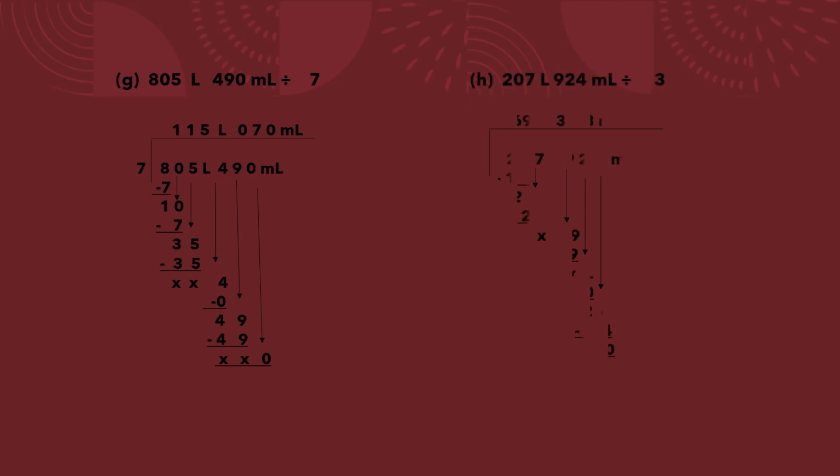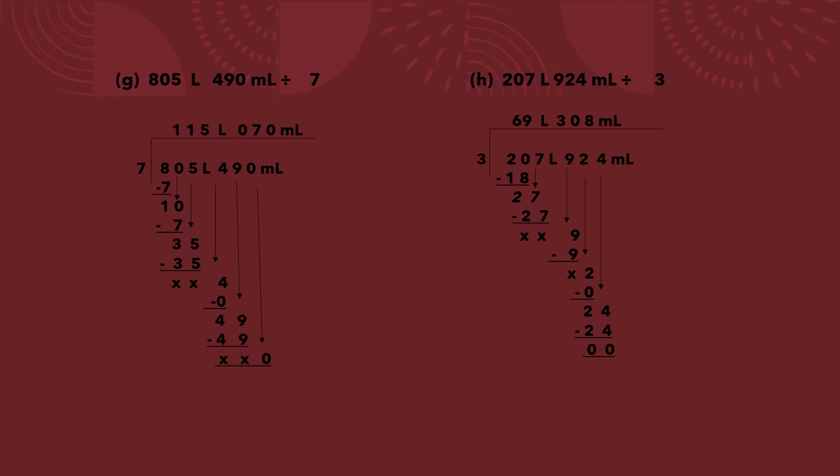Then see the H part, children. 207 liters 924 milliliters divided by 3. Now first number is smaller than the divisor, so you will take another number also. It will become 20. Now read out the table of 3. 3 6s are 18. 3 7s are 21. Now 21 is bigger than 20, so you will take 6 times. 20 minus 18 is 2. Then bring down the next number. It will become 27. Now 27 comes in the table of 3 9 times. So write down 9 above on the quotient. 3 9s are 27. Now subtract. You will get 0 answer.